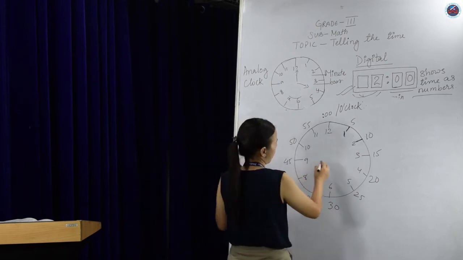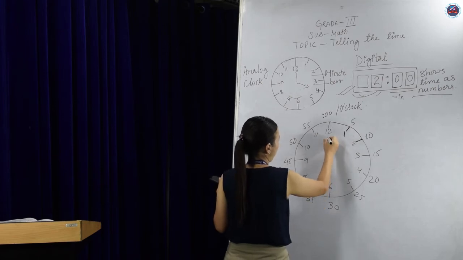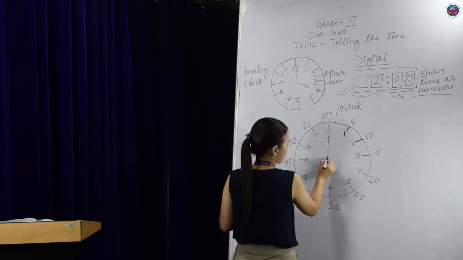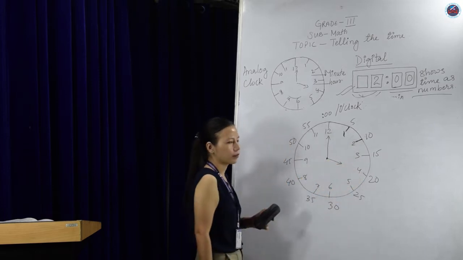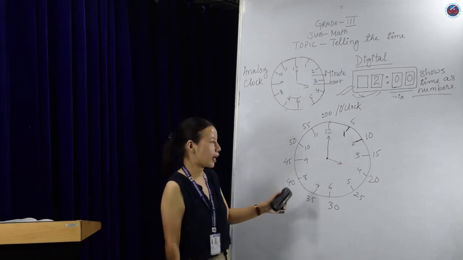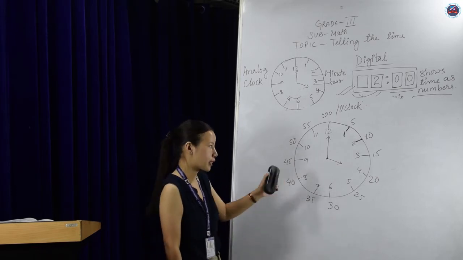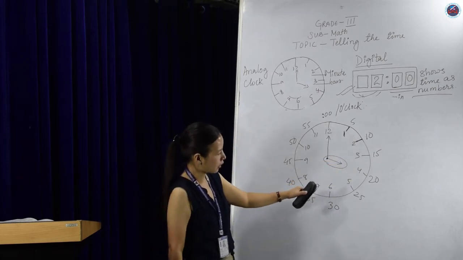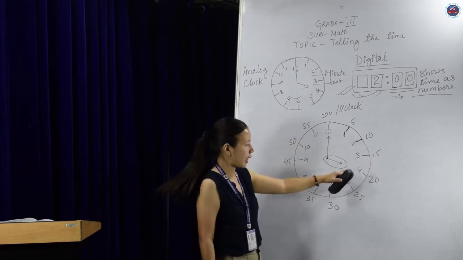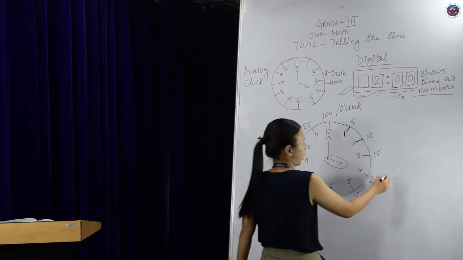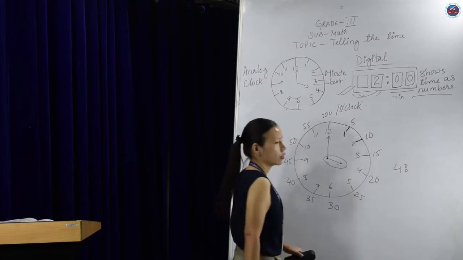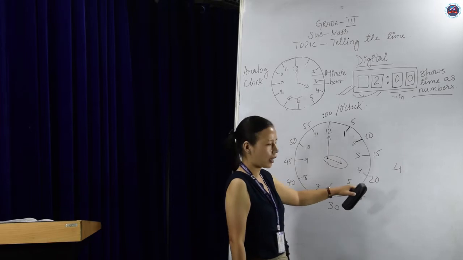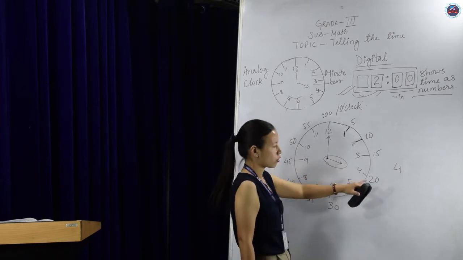Suppose I mark the long hand straight on 12, and the short hand points at 4. To read the time on the clock, the first step is to look at the hour hand. Here in this clock, the hour hand is pointing exactly at 4. That means we write 4. So the first step is to look at the short hand. The short hand is pointing at 4, so we write 4.